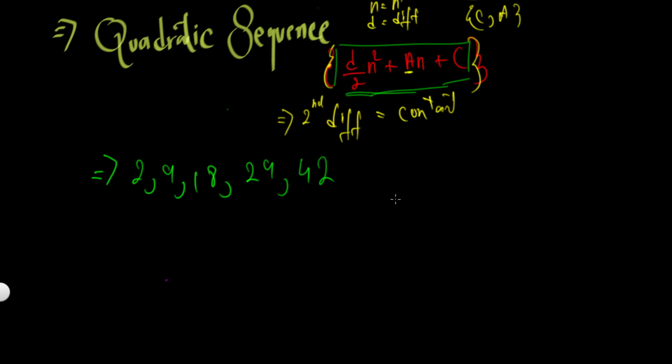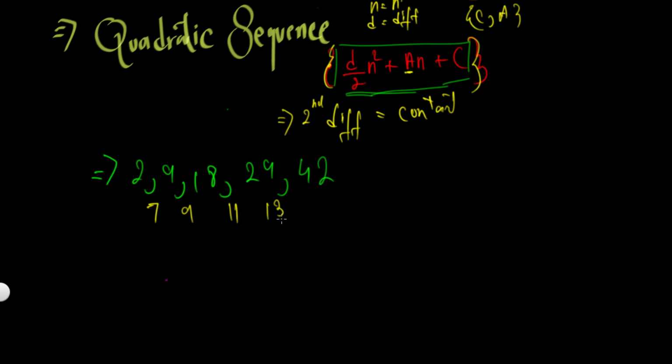If this was a linear sequence, the first difference would be the same. So let's do that. 9 minus 2 is 7. 18 minus 9 is 9. 29 minus 18 is 11, and 42 minus 29 is 13.